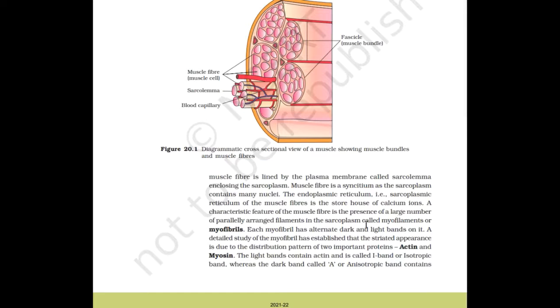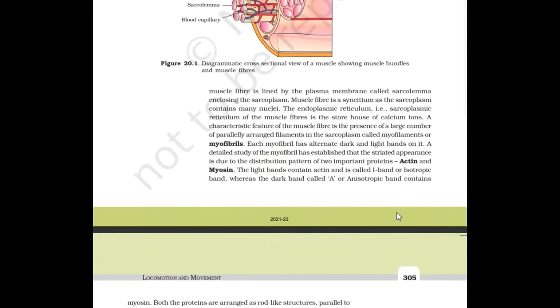ions. A characteristic feature of the muscle fiber is the presence of a large number of parallelly aligned filaments in the sarcoplasm called myofilaments or myofibrils. Each myofibril has alternate dark and light bands on it. A detailed study of the myofibril has established that the striated appearance is due to the distribution pattern of two important proteins, actin and myosin.